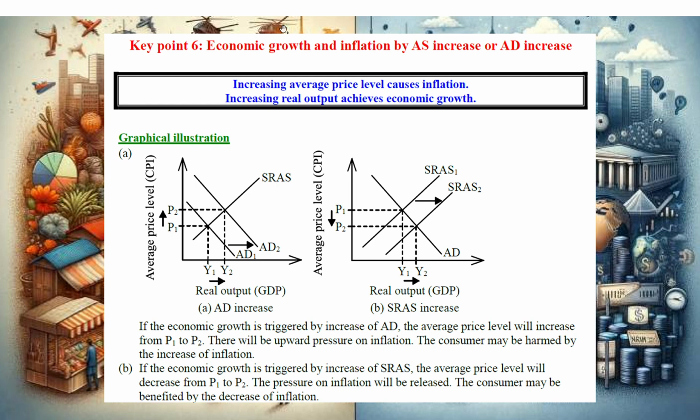Okay, economic growth and inflation by AS increase or AD increase. So compare them. Both of them can achieve economic growth, okay, AS increase or AD increase, but this one is better. Look at here. If it is caused by the AD increase, wow, price level increases, inflation pressure. But if it's caused by the SRAS increase, oh, good, economic growth accompanied with a drop of average price level. So that's a good thing, okay, reducing the inflation pressure.